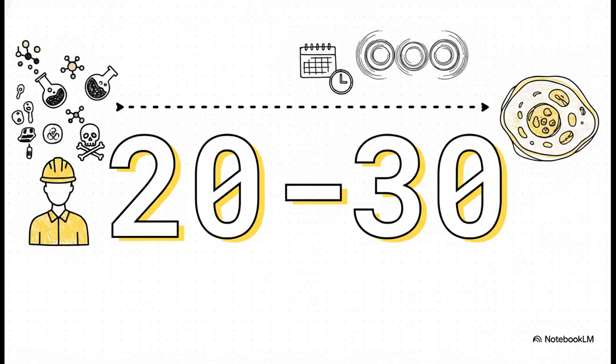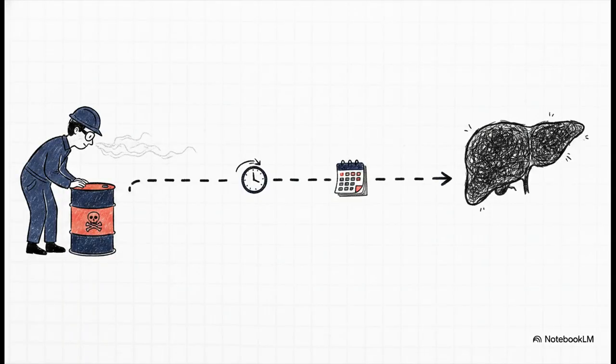Then we have a number that should absolutely be seared into the mind of every safety manager: 20 to 30. When we talk about carcinogens, substances known or suspected to cause cancer, we are dealing with a terrifying latency period. It can take 20 to 30 years between a worker's exposure on your watch and the actual appearance of cancer. Vinyl chloride is a perfect example of this. It presents a severe chronic inhalation risk that can silently lead to a specific form of liver cancer decades down the line.